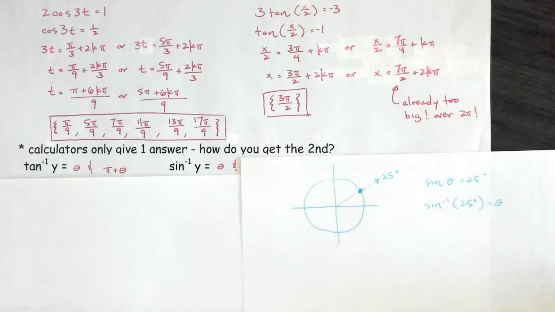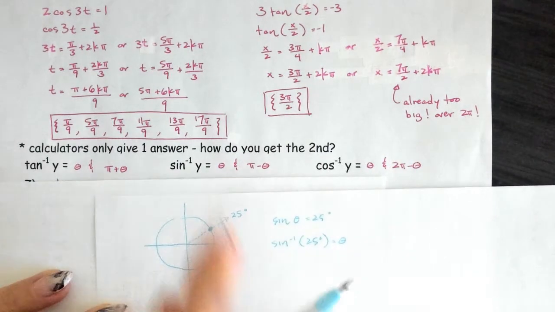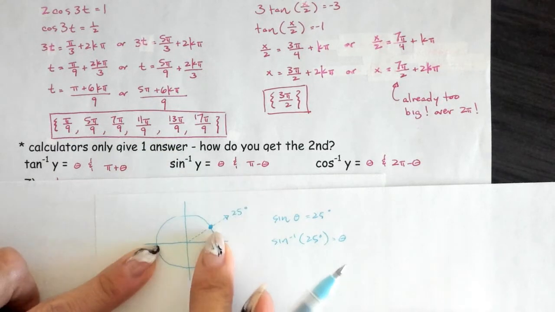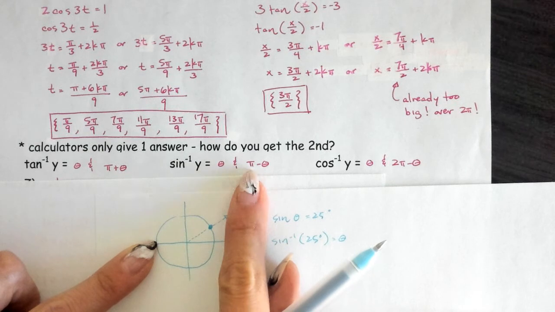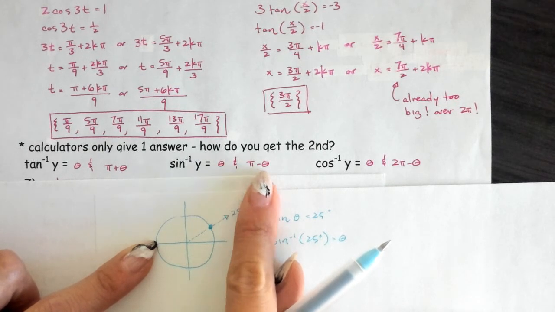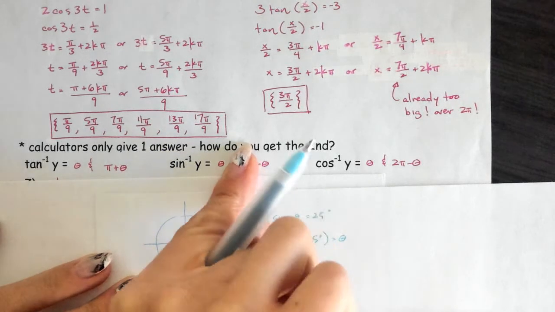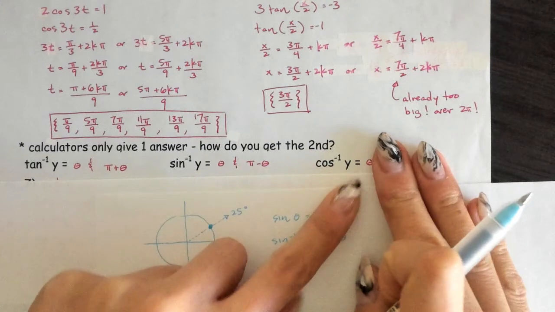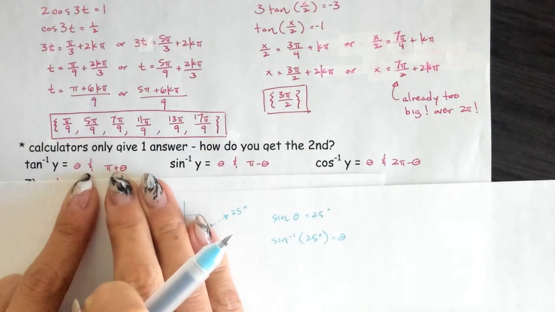So right here, I wrote it in for you. So you can see that's what we did, right? So sine inverse of y equals theta and 180 minus theta. So 180 is pi radians, right? So pi minus theta. So this is the thing. You get one answer from your calculator, and then you have to find the other answer.